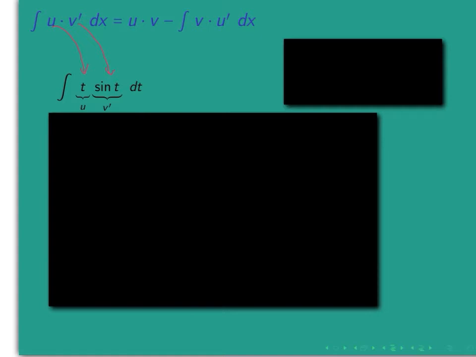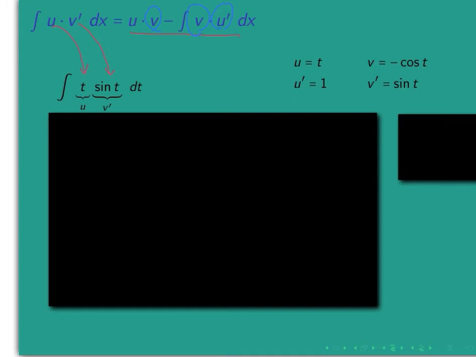So now notice that in the other side of the integration by parts formula, I need to know other information. In particular, I need to know what u prime is, and I need to know what v is in order to be able to carry out integration by parts. So we have to do a little bit of preparatory work. So I've chosen u to be t, and I've chosen v prime to be sine of t. So the first step is easy. When I go from u to u prime, I simply differentiate. So the derivative of t with respect to t is 1.